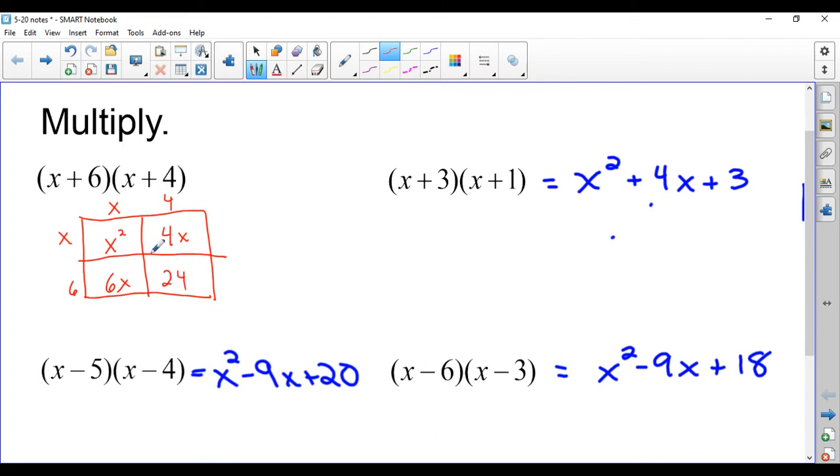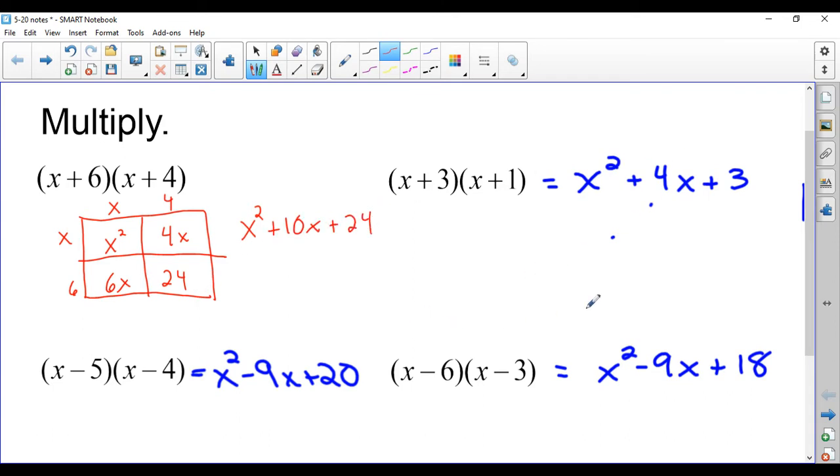These are the 4 terms that I get when I multiply each of the terms in the first binomial by each of the terms in the second. Then I need to combine my like terms to get my answer. I have x squared. The 4x and 6x are like terms, so I add 4 plus 6 to get 10x. And then I have positive 24.